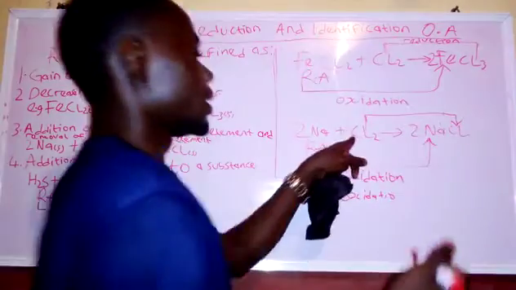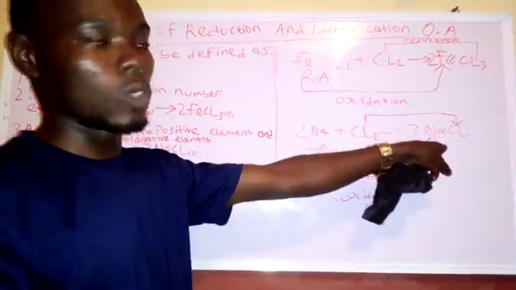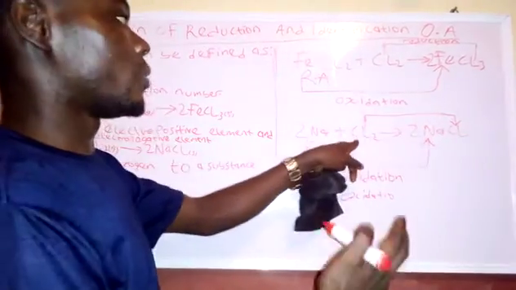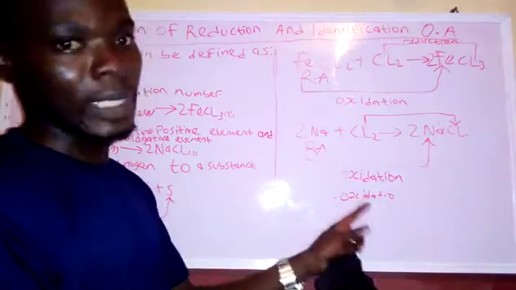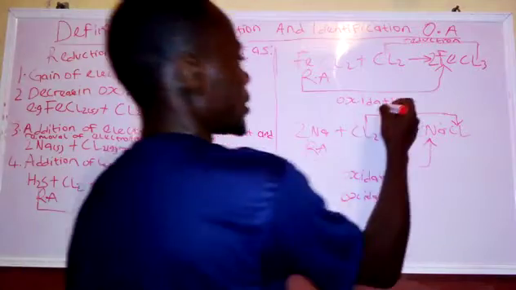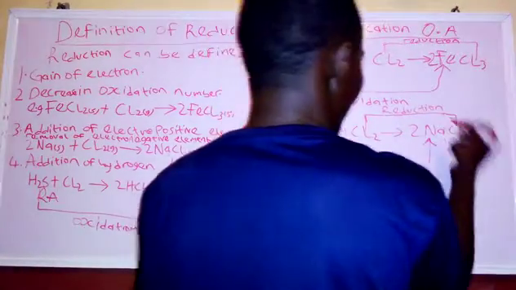Now look here. This chlorine. Sodium is added. Sodium is the electropositive element added to it. So which means reduction is actually taking place there. That's the addition of electropositive elements. So this is reduction. I hope you understand my analogy.